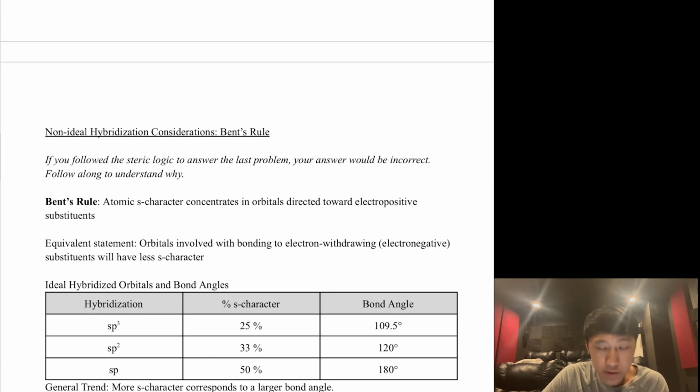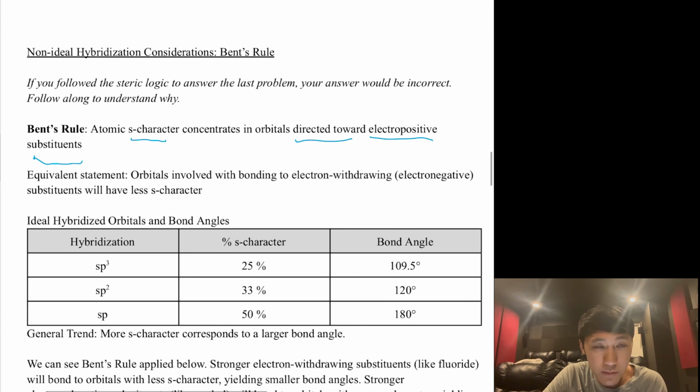So Bent's rule is the following. Atomic s character concentrates in orbitals directed toward electropositive substituents. So electropositive groups that are around the central atom. I kind of reinterpreted this statement to make it a little easier to understand. But basically, it's that orbitals involved with bonding to electron withdrawing groups, like electronegative groups, will have less s character.